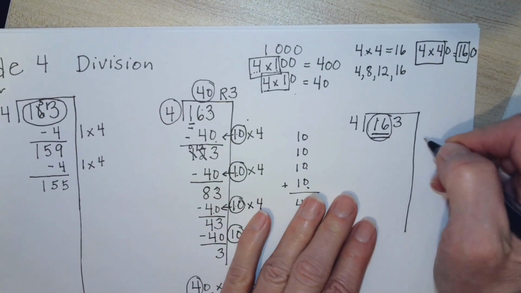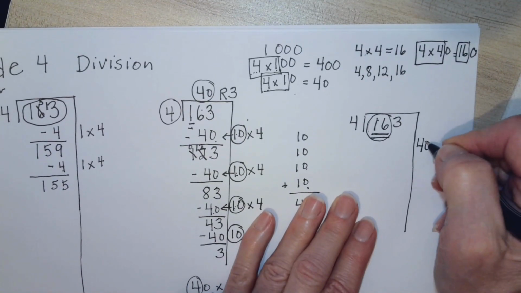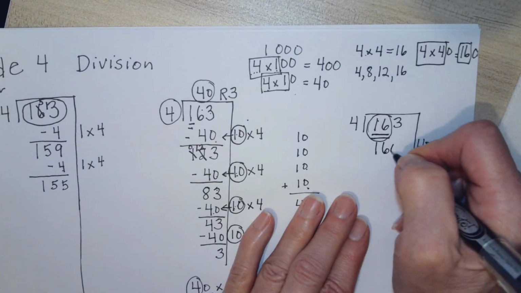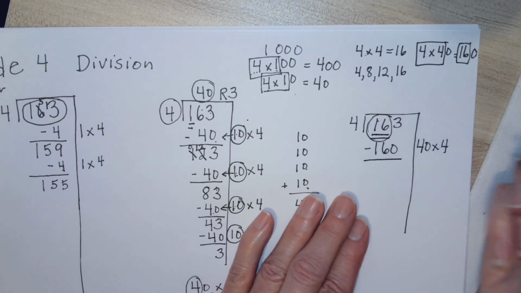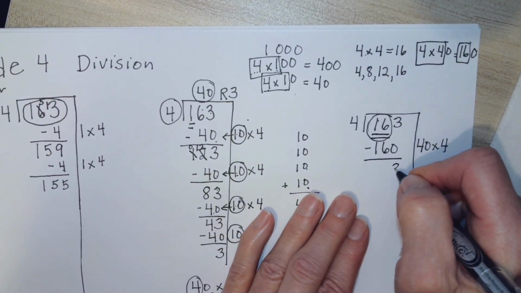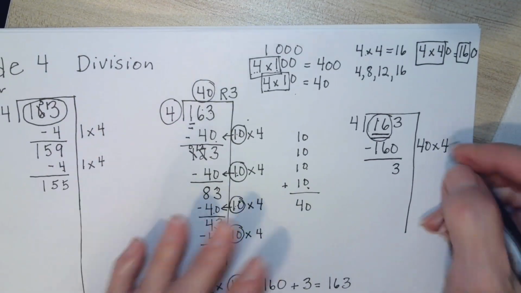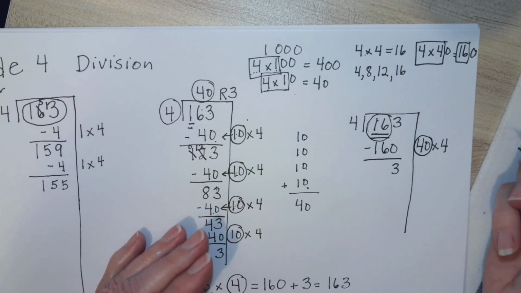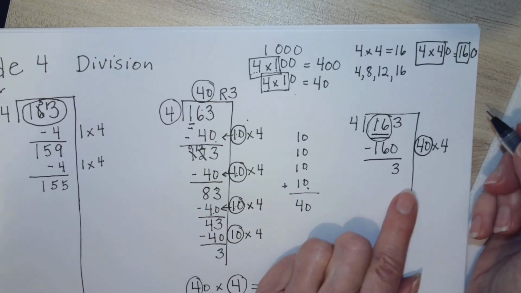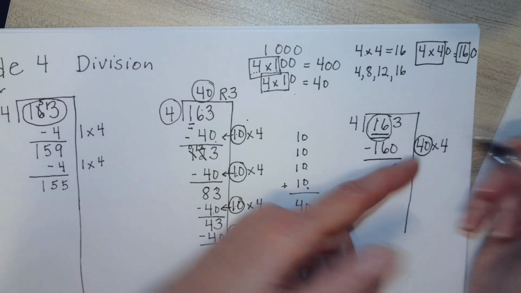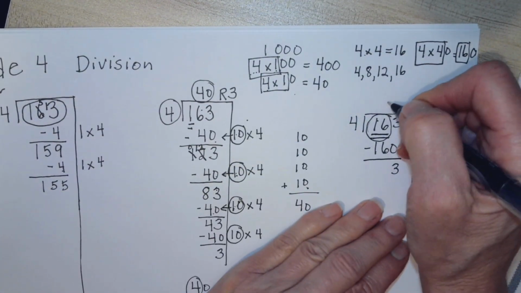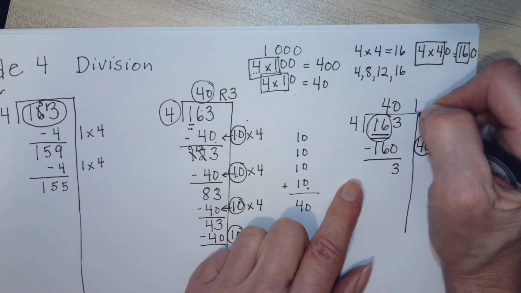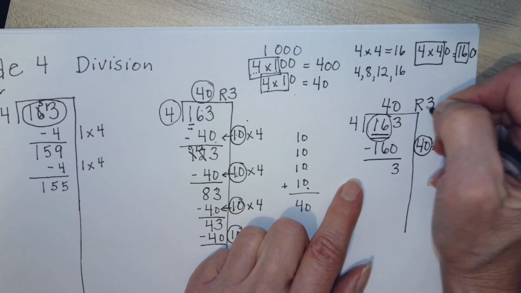So I take this 40 groups of 4, which is 160, and I subtract, and I'm there. It's not going to always be that fast. But for this problem, it was. So now my partial quotient is actually my entire quotient. So again, I put my answer up here, and there is a remainder of 3.